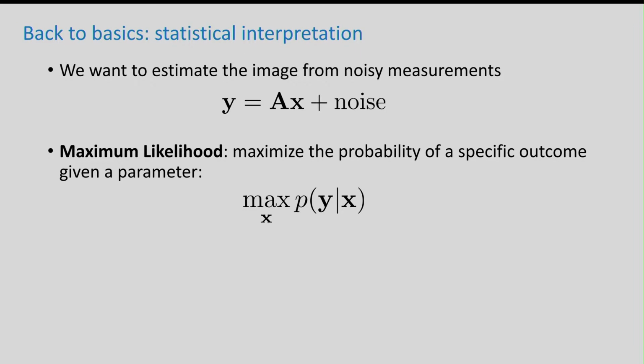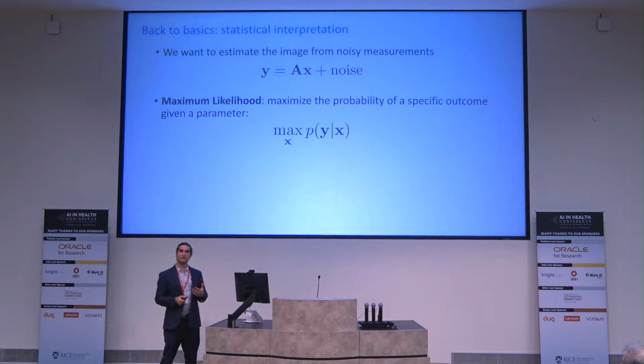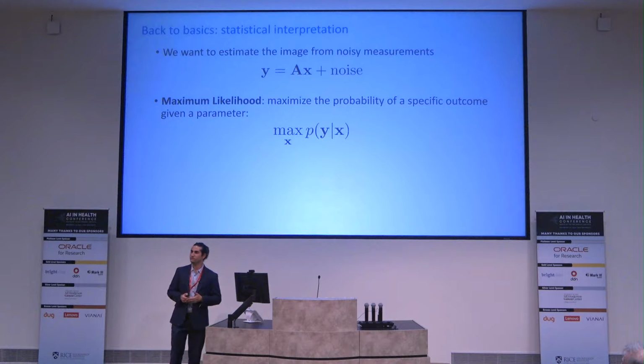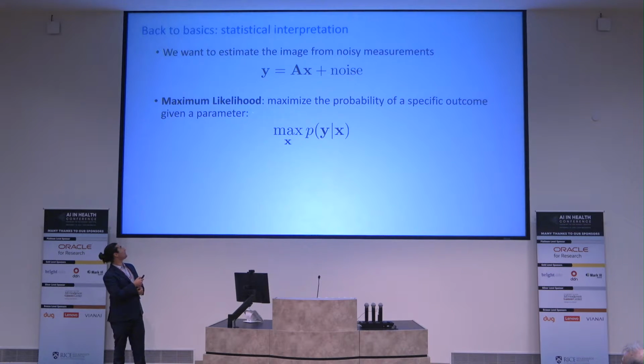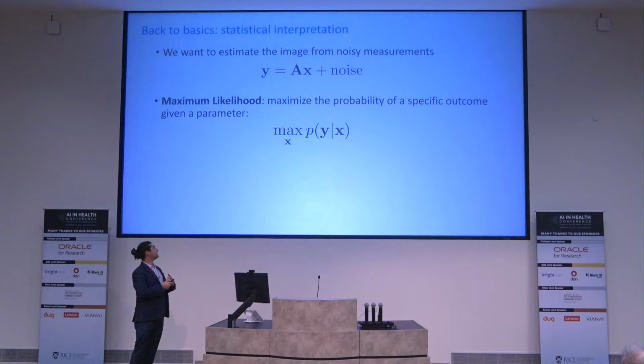Let's start with what our MRI signal model is. We know that we're measuring in the Fourier domain. We have some noise. And let's think of this from a probabilistic point of view. The conventional reconstruction methods are essentially doing some form of penalized maximum likelihood, which means that we want to find the highest probability of data that matches a certain image.